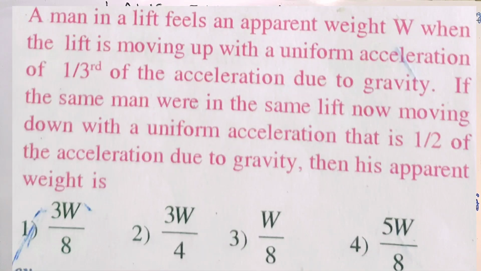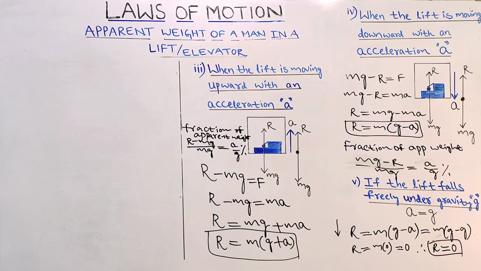Next question you can observe on screen. A man in a lift feels an apparent weight W when the lift is moving up with a uniform acceleration of 1/3 of the acceleration due to gravity. If the same man were in the same lift, now moving down with a uniform acceleration of 1 by 2 of the acceleration due to gravity, then his apparent weight is, so then his apparent weight.